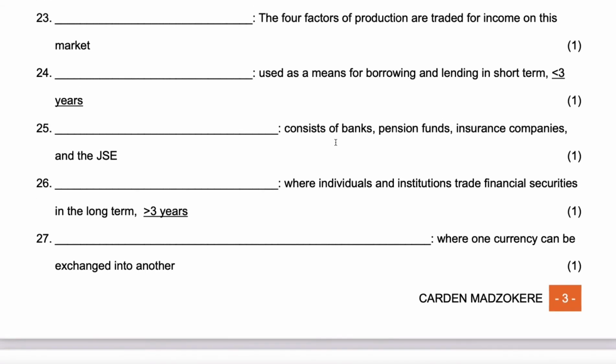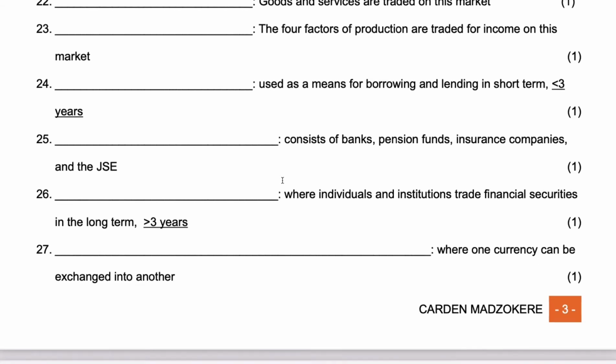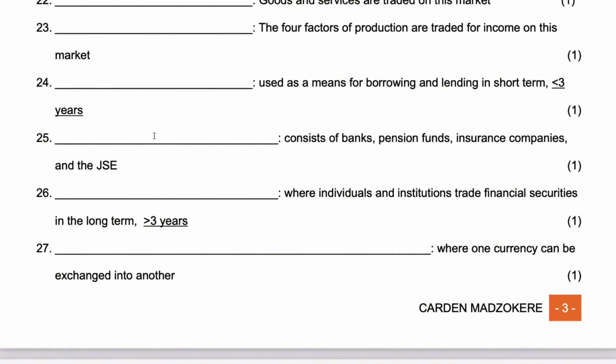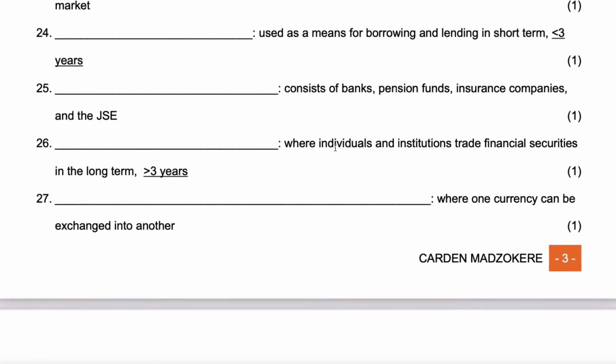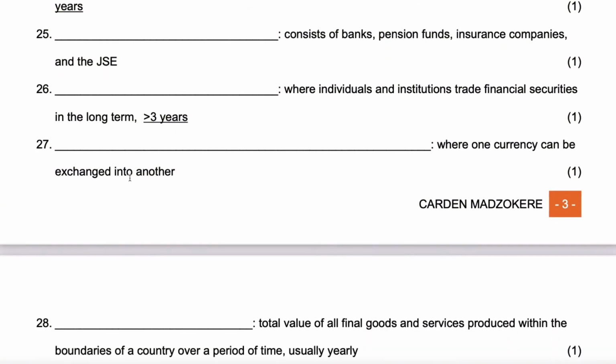Then the next one, used as means of borrowing and lending in the short term, this one will be the money market. Then consists of banks, pension funds, insurance companies, and the JSE. This one will be consists of banks, insurance companies. This one will be the financial market. Then where individuals and institutions trade financial securities in the long term, this one will be the capital market. Where one currency can be exchanged for another, this is the foreign exchange market.